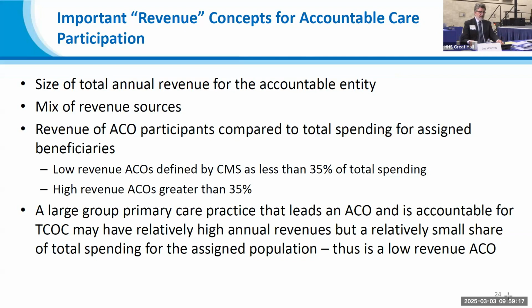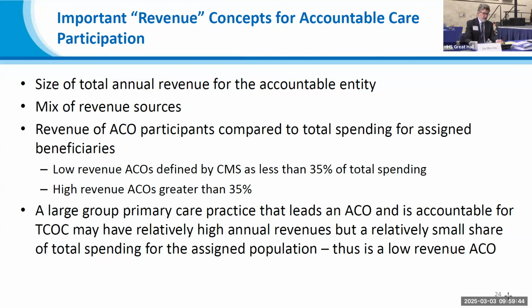When we considered the fourth key organizational characteristic, the business model characteristics, we felt the need to highlight important revenue concepts related to alternative payment model and accountable care. And the first point is the size of total annual revenue has a large contribution to the business model and its participation decisions in accountable care.